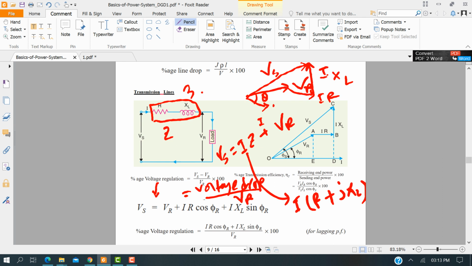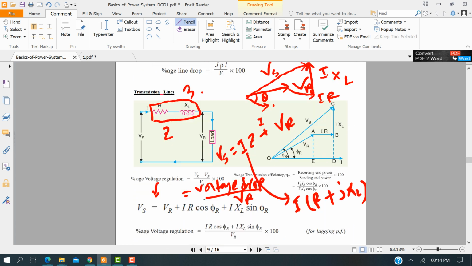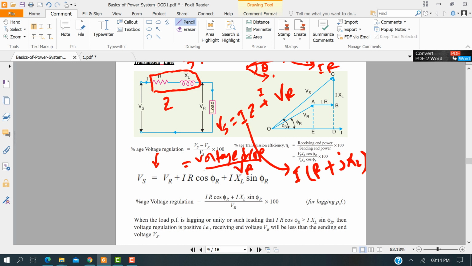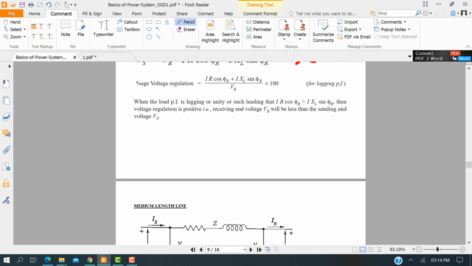The transmission efficiency can be expressed as the receiving end power divided by the sending end power, or the receiving end power plus the loss associated over here, that means Vr I cos theta plus I square R. As I said earlier, I square R is the transmission loss. And for the voltage regulation, here is the sending end voltage expression, and just put this Vs minus Vr and you will get this equation. This is for lagging power factor, and for leading there should be a minus over here.